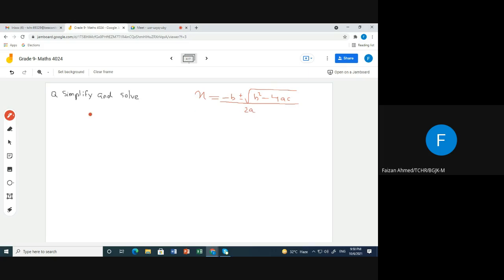Okay, so the question is I have two brackets. The first bracket is x plus 3, and the next bracket is x minus 1, equals, on this side I have 8x minus 7. So first I have to simplify this equation.